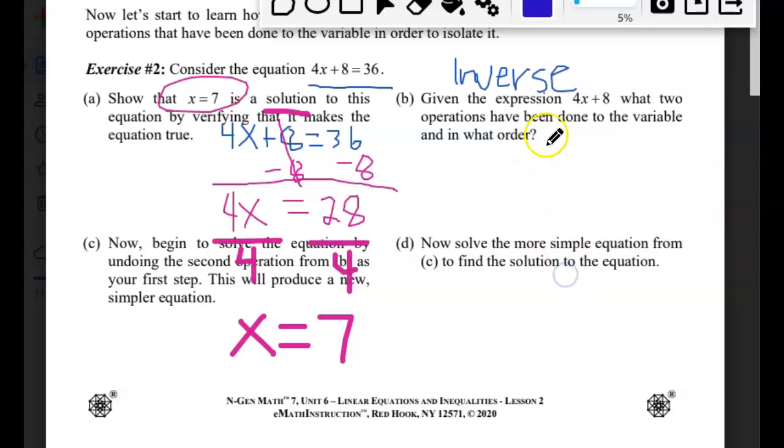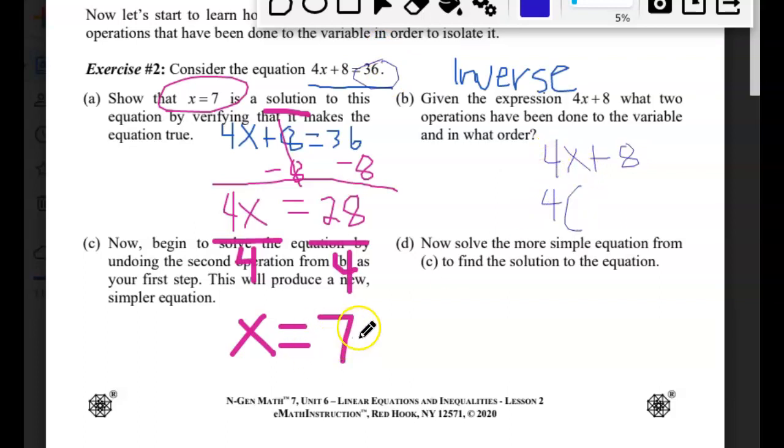So originally, one side of the equation is 4x plus 8. That should be equivalent to 36, right here. Let's see. So we have 4 times, now we have 7, plus 8. Let's see if that is equivalent to 36.